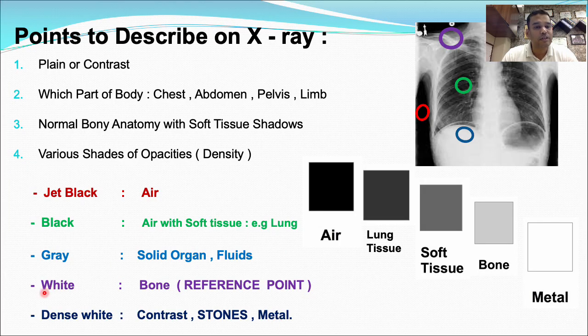So your bone is the reference point. Anything that is less dense will appear slightly blacker than this bone, and something that is whiter than the bone is called radiodense. It will be contrast, stone, or metal.